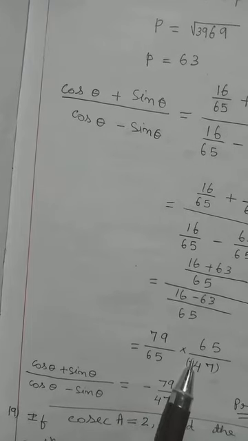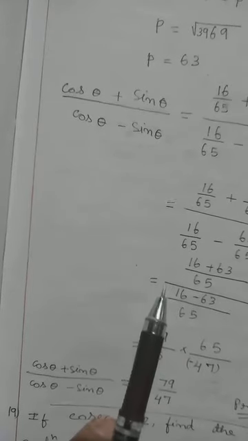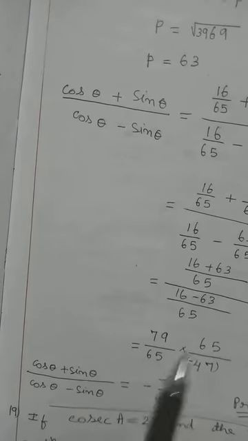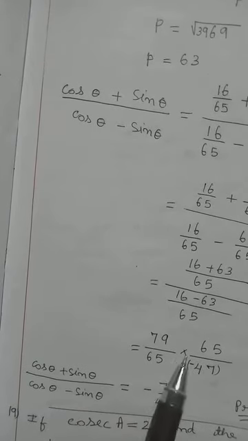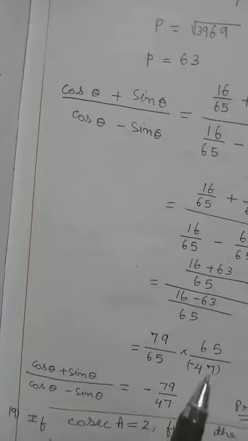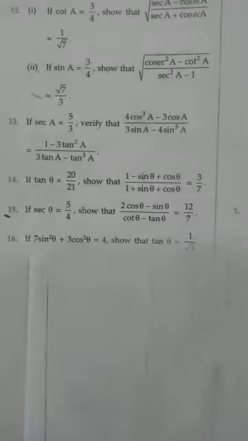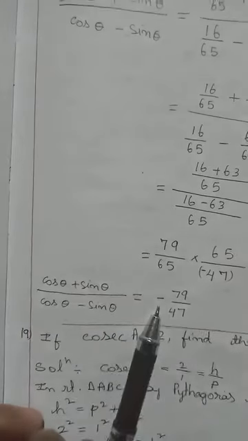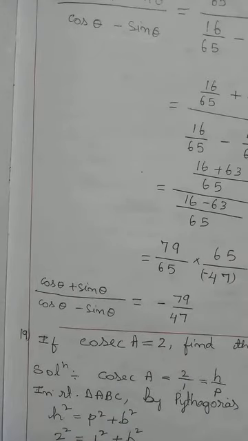63 is greater, so it is minus. Here it is divide. If I change it to multiply, it will come upside down. 65 can be cancelled since we have into. Then here we cannot divide further, so that is the answer. Here we only have to find the value. So the value of cos theta plus sin theta over cos theta minus sin theta is equal to minus 79 by 47.